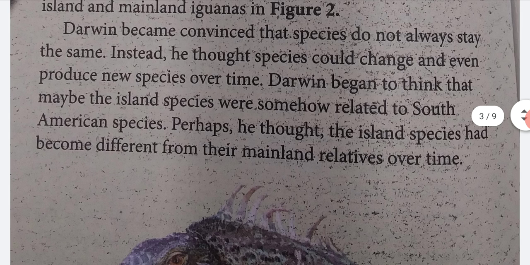Darwin became convinced that species do not always stay the same. Instead, he thought species could change and even produce new species over time. Darwin began to think that maybe the island species were somehow related to the South American species. Perhaps, he thought, the island species had become different from their mainland relatives over time.